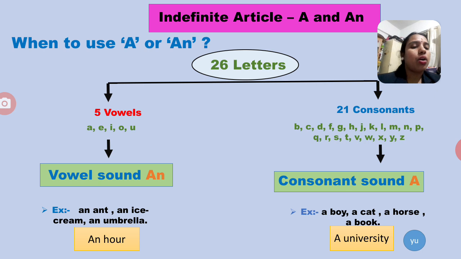Now you can see one orange box, in that "a university". Here again U is there, but I have used "a" because U is a vowel, but still I used "a". Why? Because this word university is pronounced like "you". Why "you"? I have given an example here: "you". It is pronounced as a "yu" sound, not "uni" as a vowel. So that's why I have used "a" here, because "yu" is pronounced as a consonant sound. That's why a university, not an university.